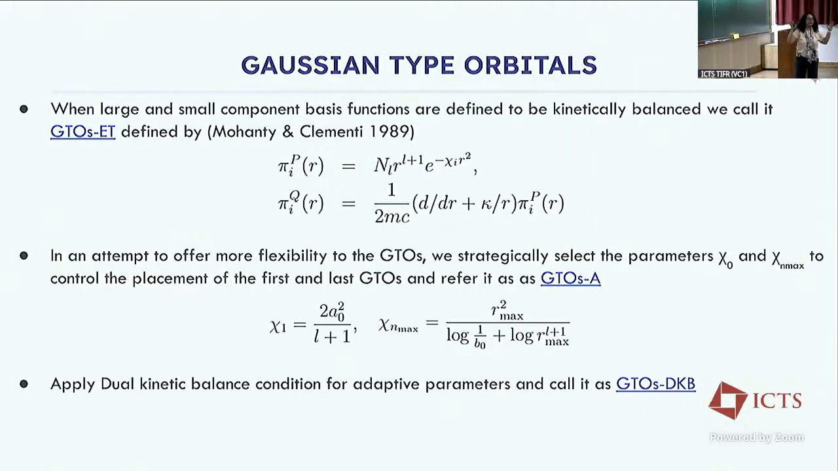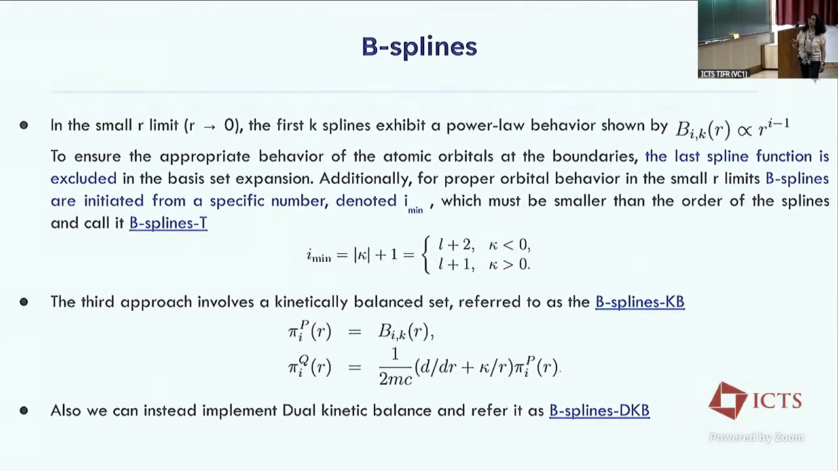So we have integrated all these techniques in our platform. For the Gaussian type orbitals, we have the conventional GTOs, even tempered, which are used in literature. We have these adaptive type GTOs and also GTOs using dual kinetic balance conditions. For B-splines, we have these MIT bag condition B-splines integrated in the platform. We can do calculations using B-splines with kinetic balance conditions and dual kinetic balance.